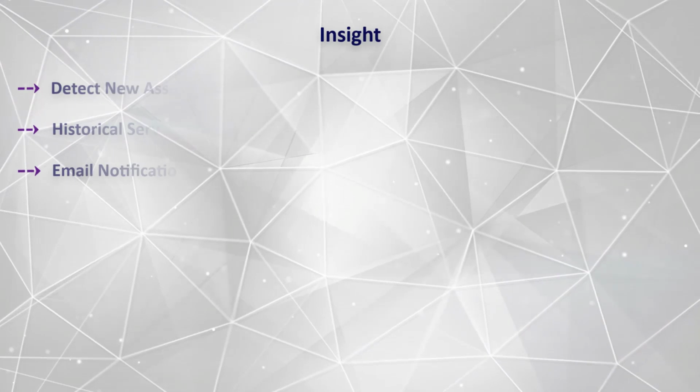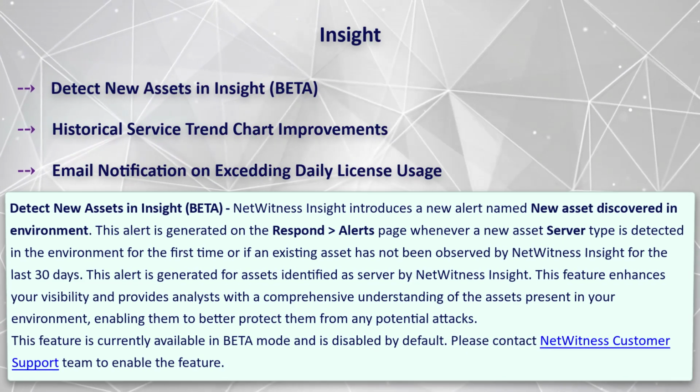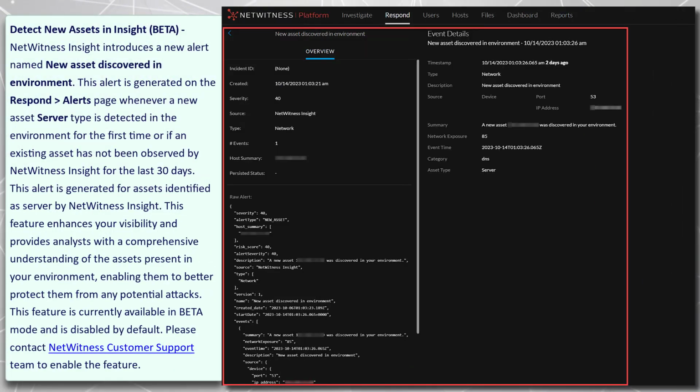Now let's look at the enhancements made for Insight. Detect new assets in Insight Beta. NetWitness Insight introduces a new alert named New Asset Discovered in Environment. This alert is generated on the Respond Alerts page whenever a new asset server type is detected in the environment for the first time, or if an existing asset has not been observed by NetWitness Insight for the last 30 days. This alert is generated for assets identified as server by NetWitness Insight.